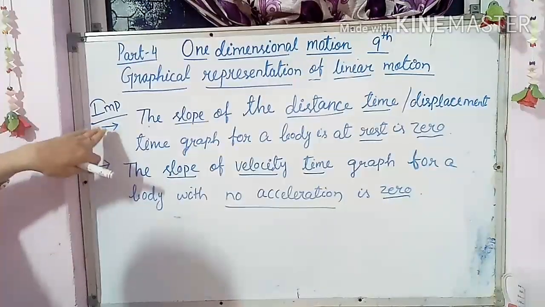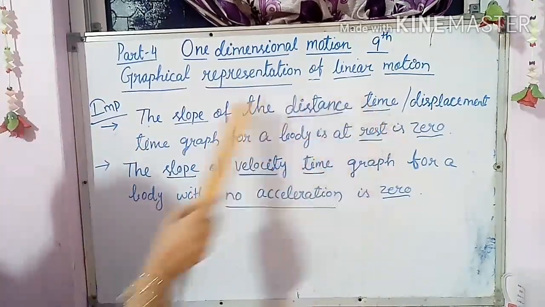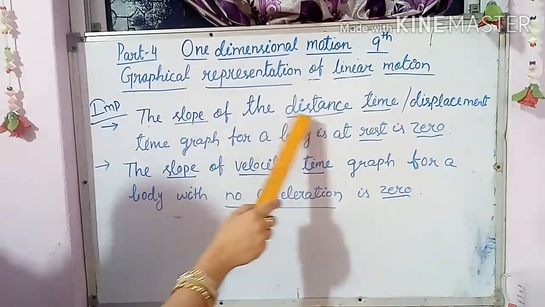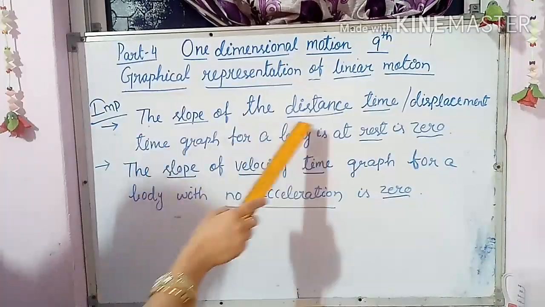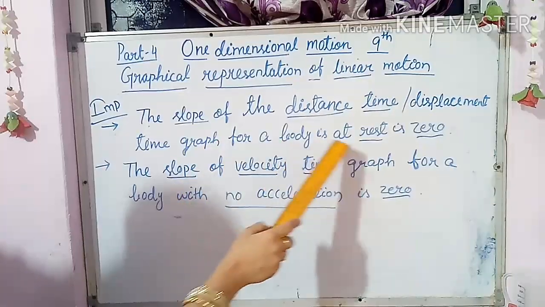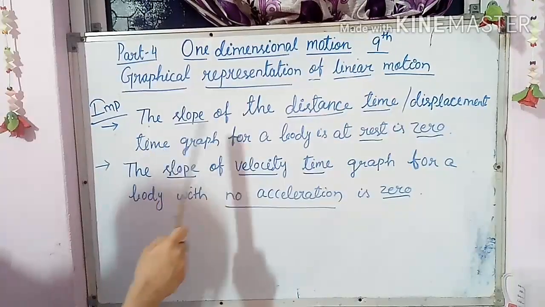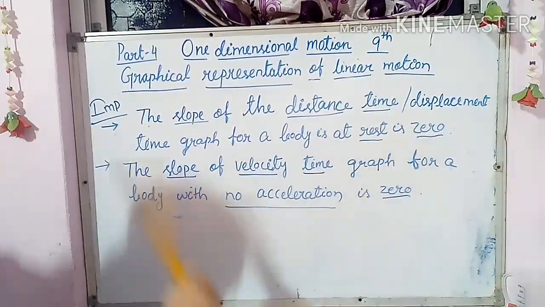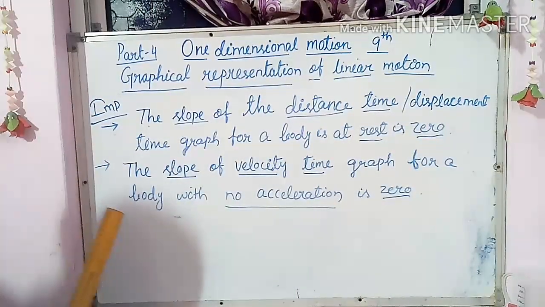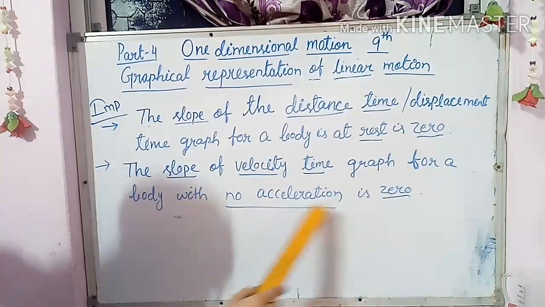So now let's see children, two important points. That is the slope of the distance-time graph. As I have underlined, these are the key points for you to remember. So the slope of the distance-time or displacement-time graph. As you know, distance-time gives your speed and displacement-time gives velocity. For a body at rest, whenever you draw a graph between distance-time or displacement-time, the slope will be 0. As you have already seen, it is parallel to the x-axis. Now the second thing, the slope of the velocity-time graph for a body with no acceleration is 0.